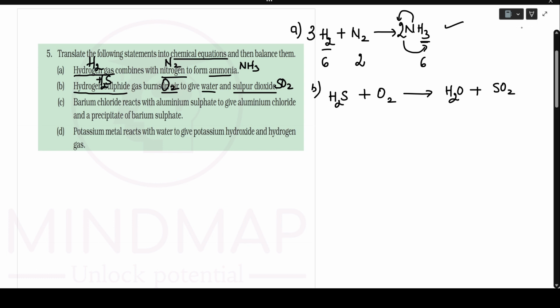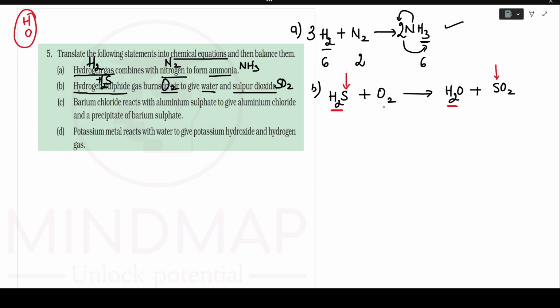Fine. Now, whenever we balance, it will always be metals first, then non-metals. And among non-metals, we always try to balance hydrogen and oxygen in the end. So here we don't have any metal. So let's start with sulfur here. S1 here, S1 here. Hydrogen here is 2, hydrogen here is 2. So hydrogen is also balanced.